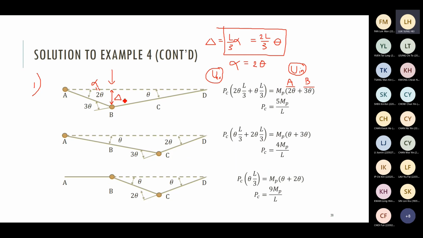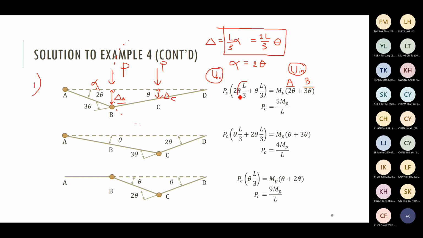Maybe I call this delta B. This is delta C. Suppose there's another force right here, P. I think this time it's more convenient to consider the right-hand side circle. You can use arc length twice to calculate delta B and delta C. Delta B is equal to the radius 2L/3 times theta.